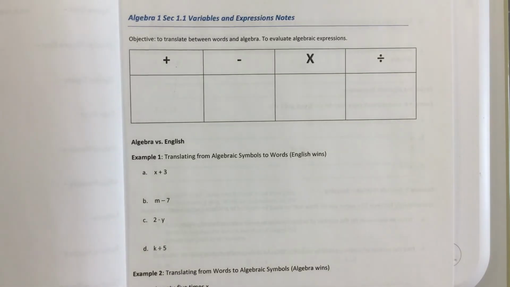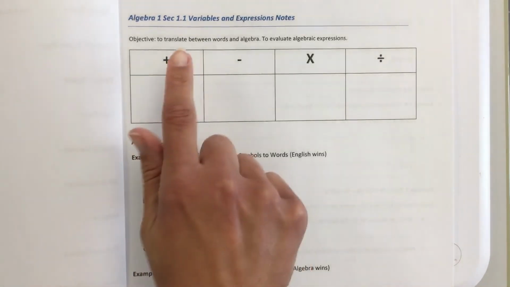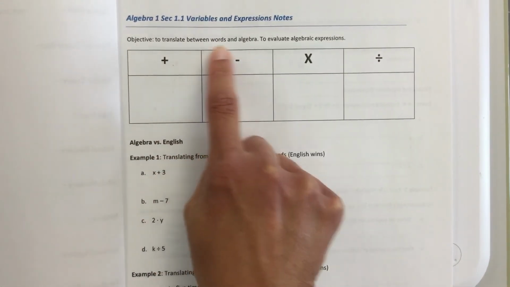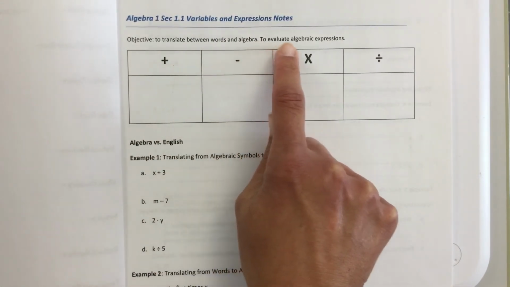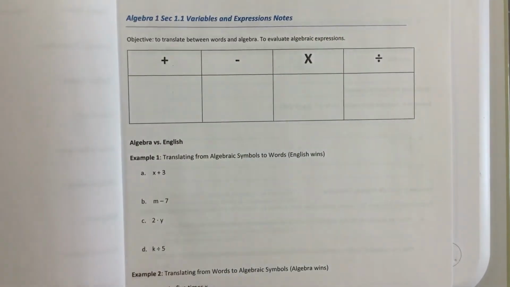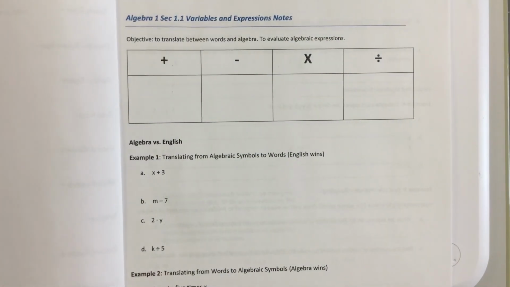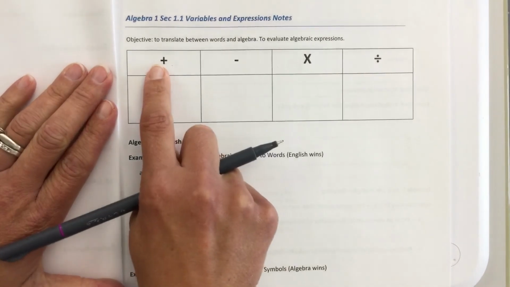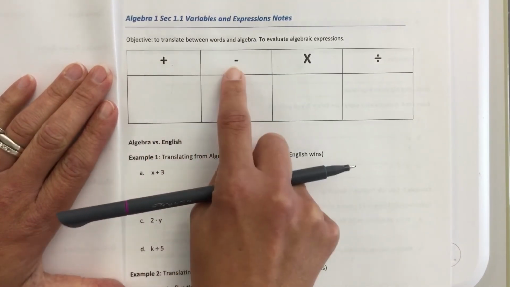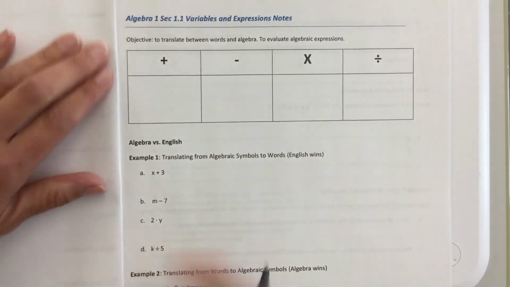So today we're going to talk about variables and expressions. Your objective is to be able to translate between words and algebra to evaluate algebraic expressions. We're going to start by coming up with some different words that have to do with these symbols, these signs, operations.